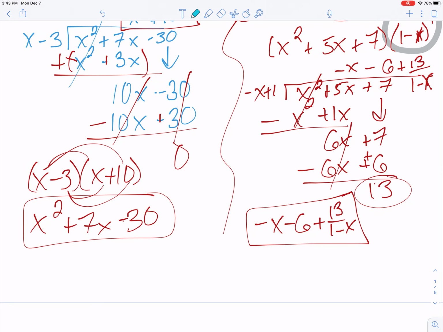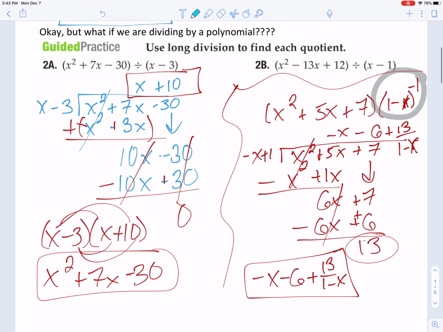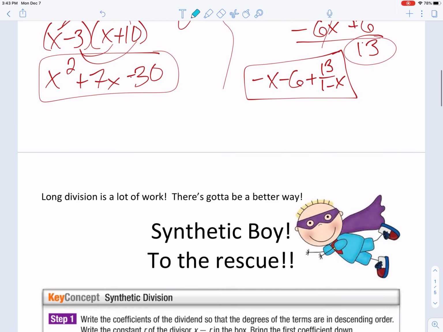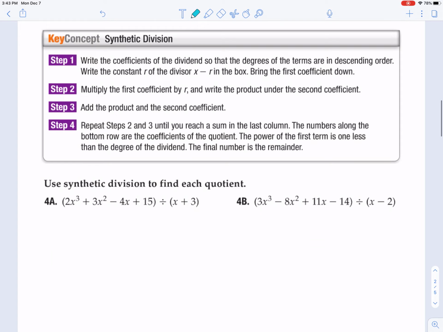So we just finished doing long division, and if you just had a smaller one, it wasn't too bad, but you had a lot of bigger ones there on Delta Math. So there's got to be a better way, and there is. There's something called synthetic division. Here's the steps for it.